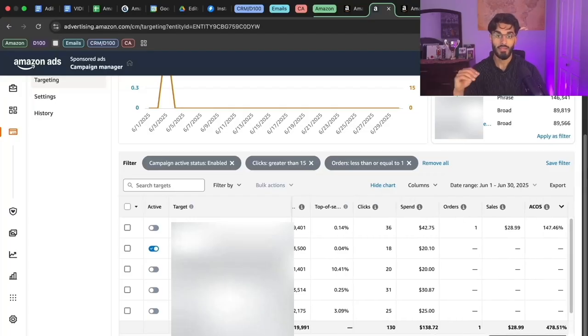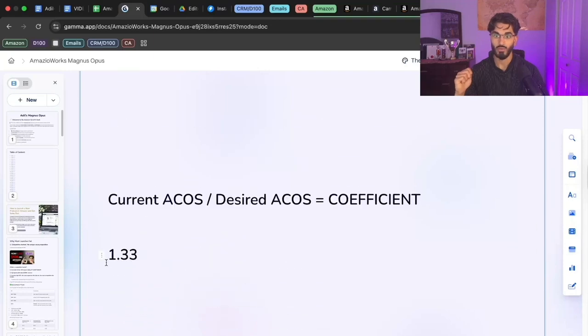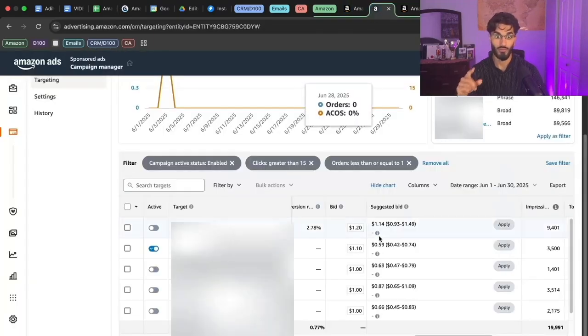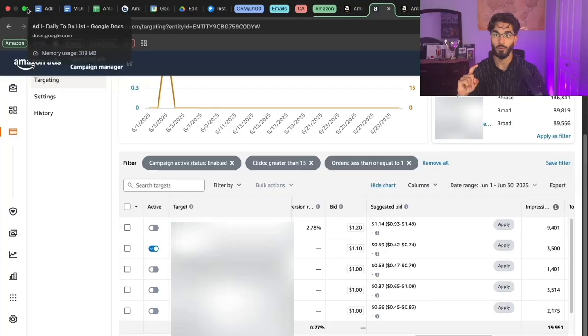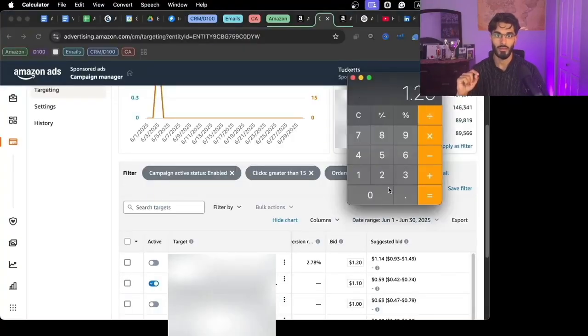But how we can use the coefficient in an example like this is if our bid is at $1.20, so we're not converting well for our $1.20 bid. So what we're going to do is we're going to go back into our actual coefficient. So I think the coefficient was 1.33. 1.33 was the coefficient that we came up with. So what I'm going to do is I'm going to do 1.20. So let's go down here, get my calculator. So we're going to 1.20 divided by 1.33. So that gives me 90 cents. What does this mean? We should reduce our bid to 90 cents. And that is because that is below where we want to focus on our new ACOS of 30%. And this is how we're going to get it.